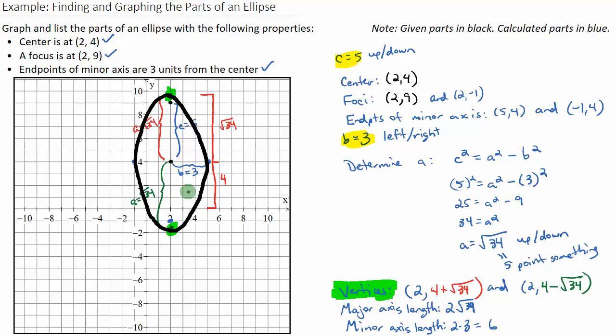Okay. I wanted to really draw this up though so you could see the relationships between all the parts of this particular ellipse. And sometimes when you're doing these problems, you don't get nice pretty numbers like 2, 3, 4, 5, 7, whatever. Sometimes you get the square root of 34, which is 5 point something, and you have to deal with that. Okay?